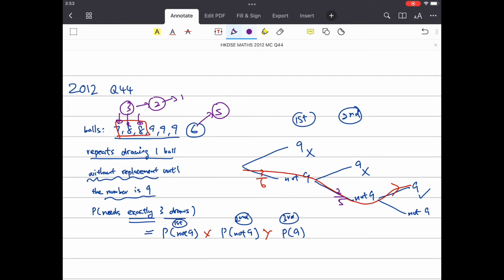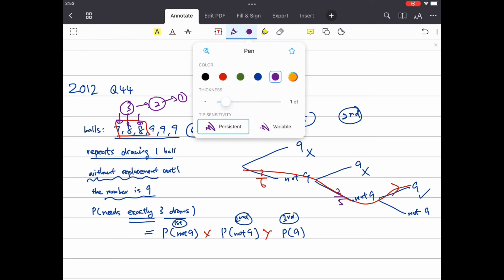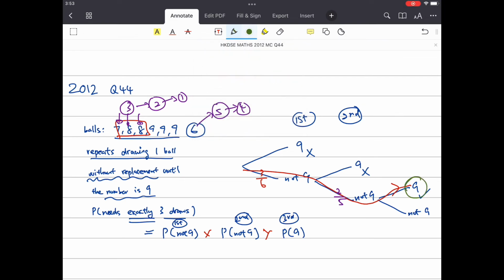Finally, for the third draw getting a 9, you need to know that the total number of balls is now 4, and we have 3 of them being 9. Therefore, the probability is 3/4. Finally, we multiply all these probabilities, which is 3/6 times 2/5 times 3/4, and you will get the final answer. That's it. Hope you like this video.